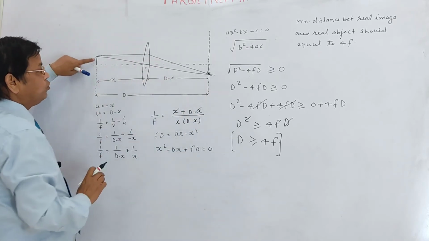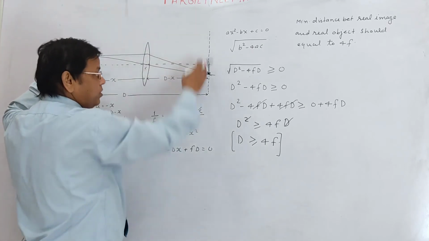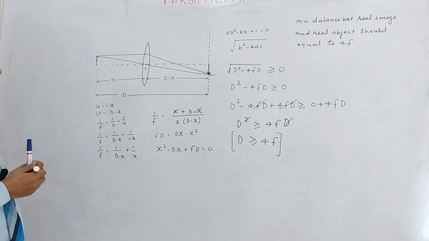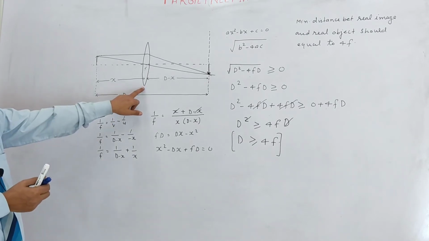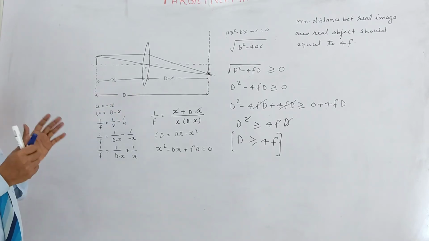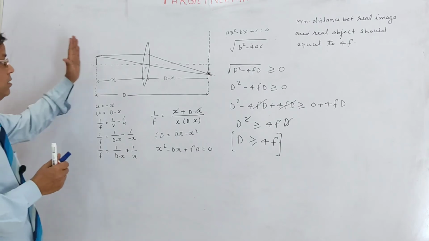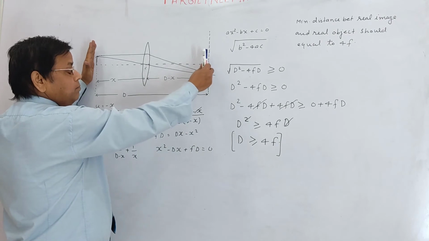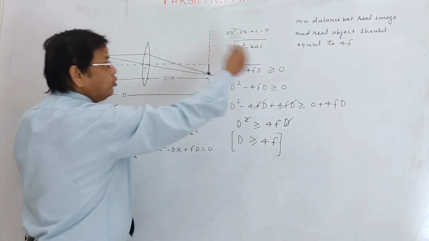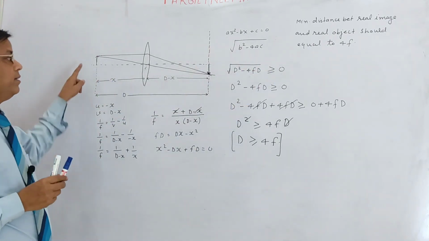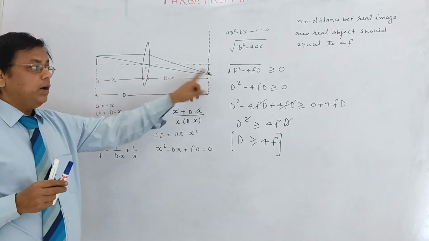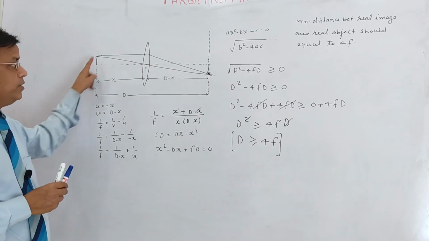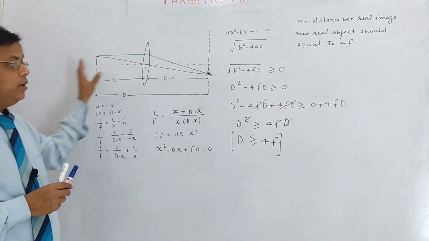It means if the distance between object and screen is less than 4 times the focal length, then for any position of the lens you are not going to get an image of this object on the screen. So whenever you want to take an image of an object on a screen by a convex lens, first you should ensure that the distance between object and screen is either 4f or more than 4f. Only then you can get an image of this object on the screen. Otherwise the image will not be formed. So the minimum distance between real object and real image is 4f.